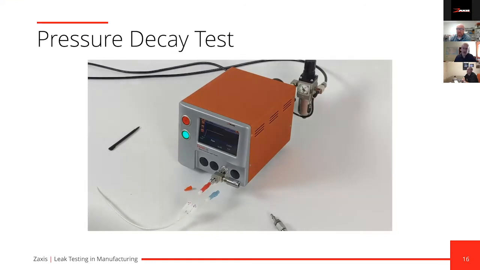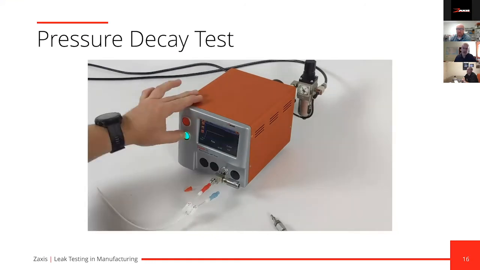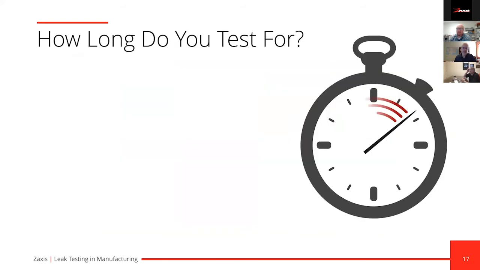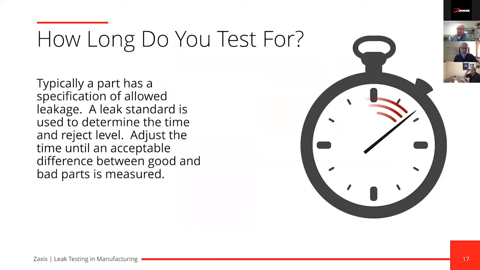So the next part we're going to talk about is how long do you test for? That all varies on what the part is. Sometimes there's a specification that's been around for the product within your company. Sometimes you test to an ISO or an ASTM standard. All of those will dictate how long you test for and what the leak rate is that you're looking for, because it varies by the product and the use.